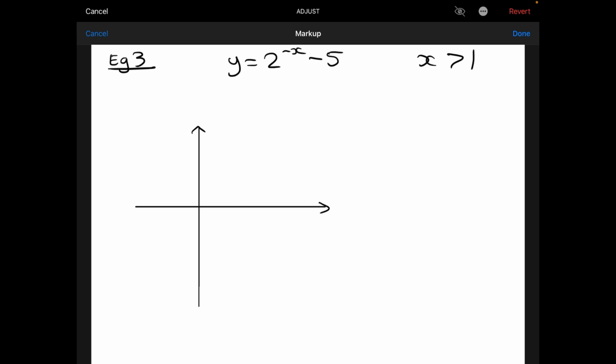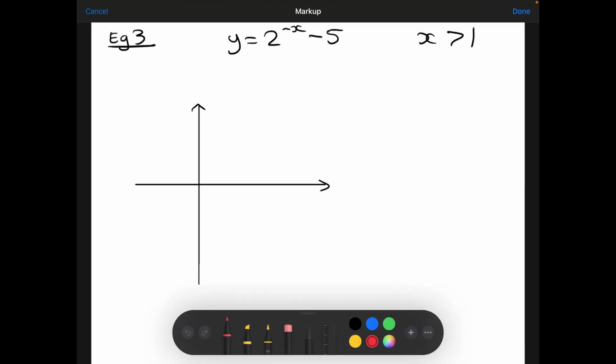Third example. We've got 2 to the power minus x, minus 5, where x has to be greater than 1. So let's start off with graph transformations. I'm going to start off with the 2 to the power x graph, which I know looks like this. We've got our horizontal asymptote of y equals 0, and it's going through the point (0, 1). If I put a minus on the inside there, that's going to reflect it in the y-axis. That's now going to look something like this.